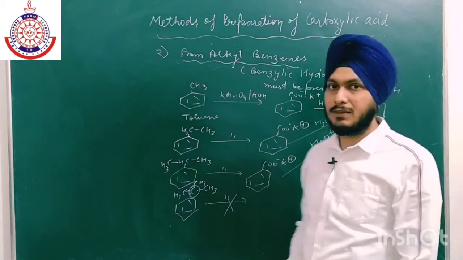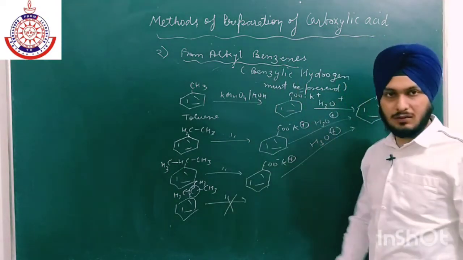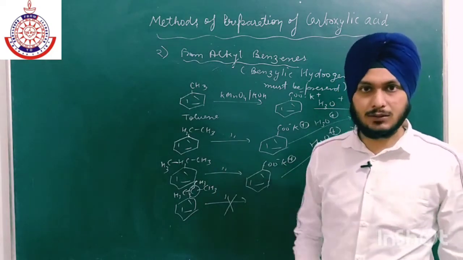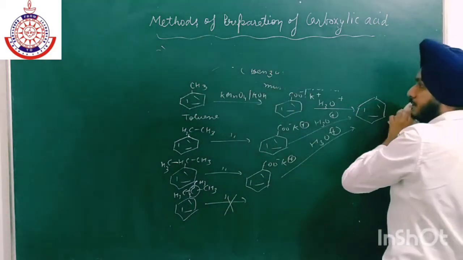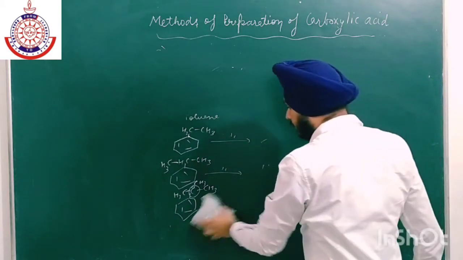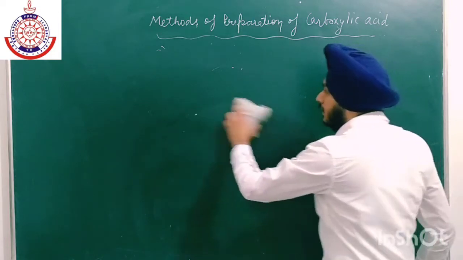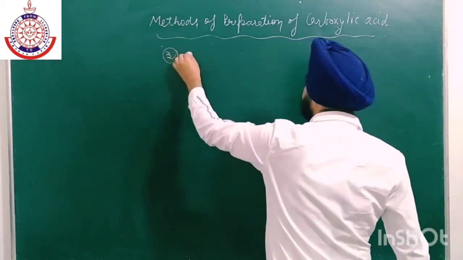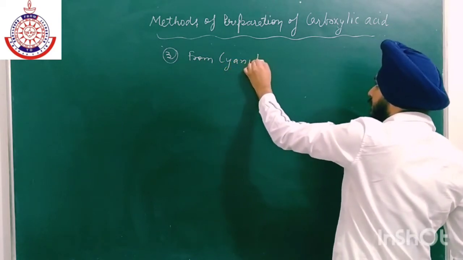So this is the second method of preparation of carboxylic acid from alkyl benzenes, or we can also prepare by reacting KMnO4 KOH with alkenes, where we will get two products. Now the next reaction: most of the time carboxylic acids are formed by hydrolysis, by hydrolysis of acid chloride, cyanide, etc. So the third method is from cyanides.